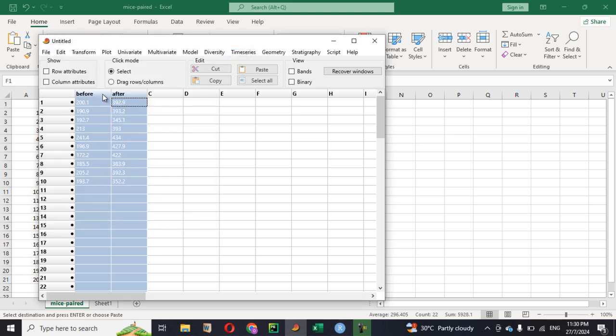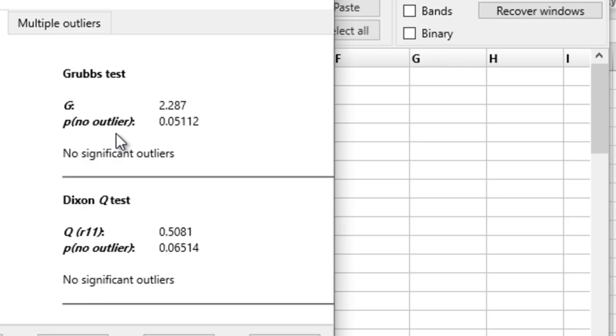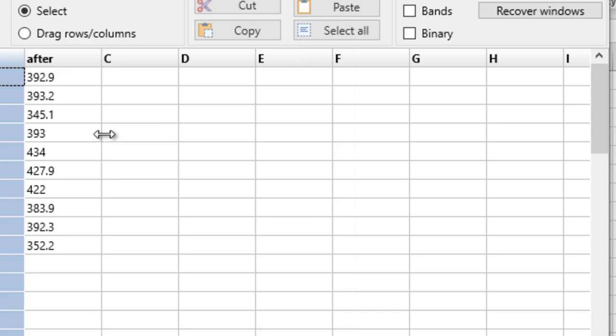Or you can do the same thing for the normality check, but then we have to do it one by one. You come here, you do the same thing. Outlier rather. You can see no significant outlier, no significant outlier. So the same thing with the second one. So that is that. But let's quickly do our paired t-test now.